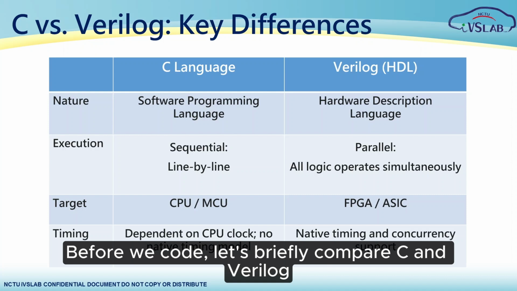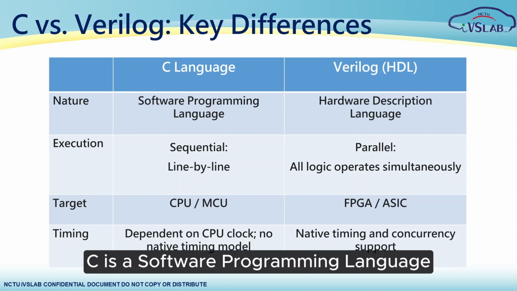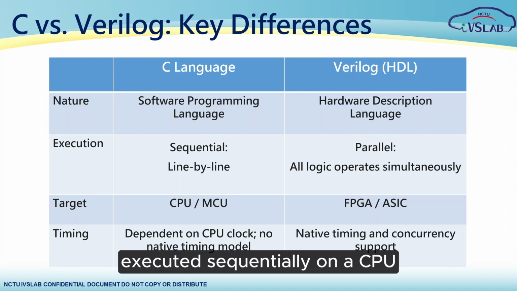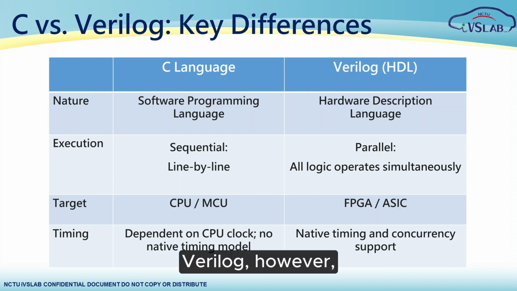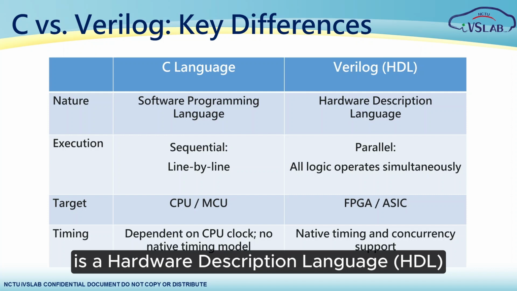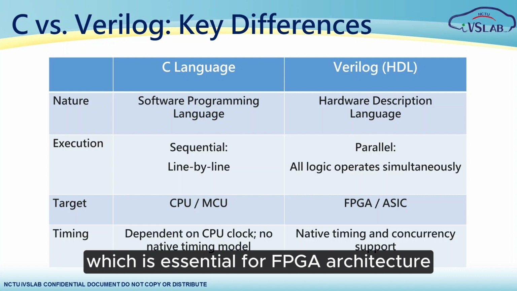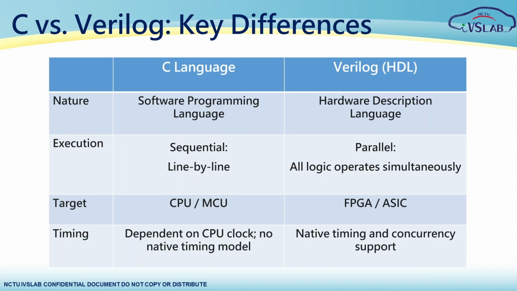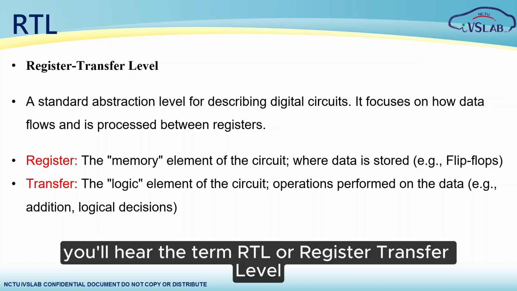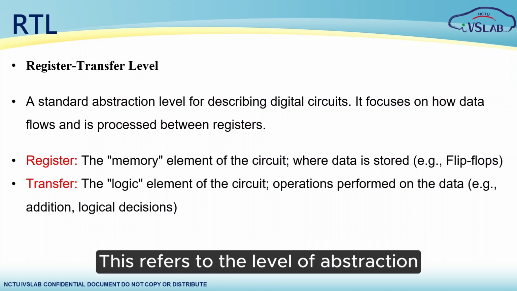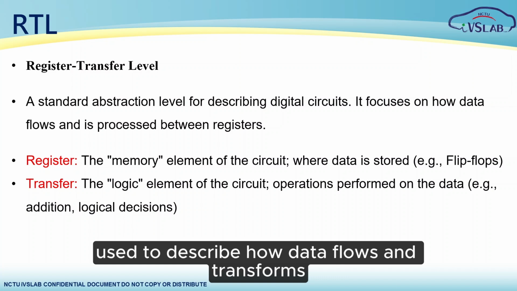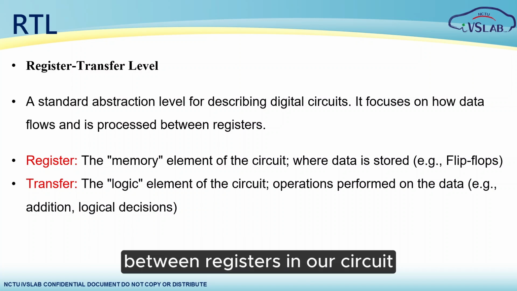Before we code, let's briefly compare C and Verilog. C is a software programming language executed sequentially on a CPU. Verilog, however, is a hardware description language, HDL, that operates in parallel, which is essential for FPGA architecture. Also, you'll hear the term RTL, or Register Transfer Level. This refers to the level of abstraction used to describe how data flows and transforms between registers in our circuit.